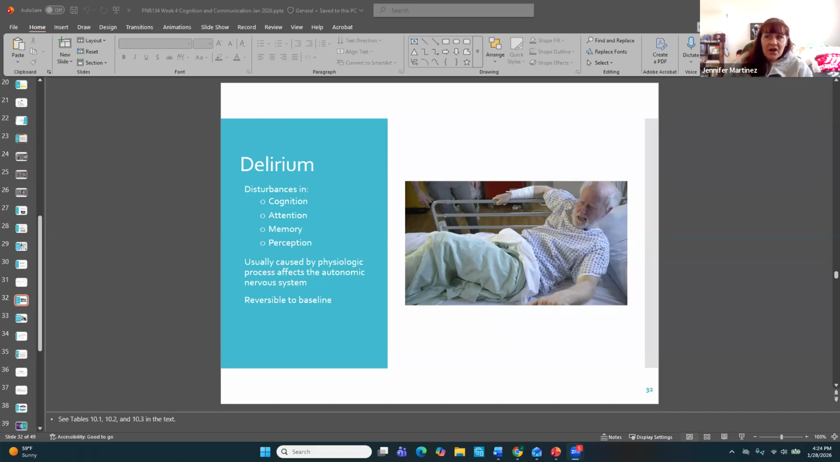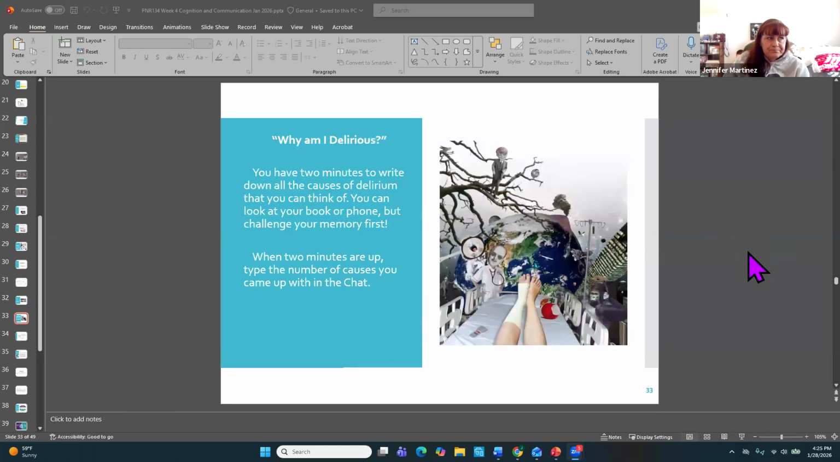So delirium can be caused by overstimulation and lack of sleep. Again, we can reverse them to baseline and try to get some of the overstimulation away, and that will help them. Reorientation is really important with these people when they are delirious, so that we're providing constant reassurance and constant reorientation. So why am I delirious?